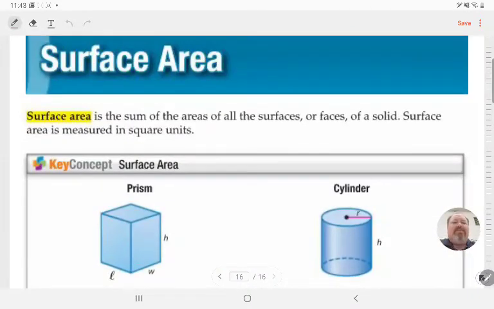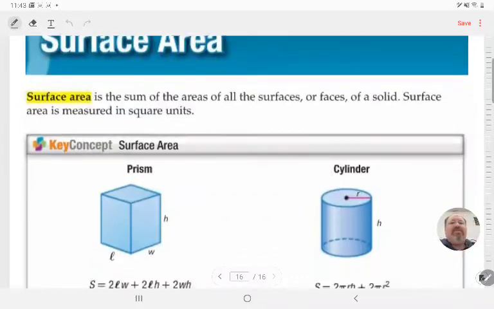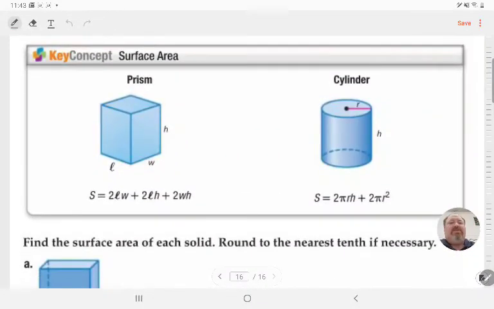Last thing, surface area. Surface area is the sum of the areas of all the surfaces or faces of a solid. Surface area is measured in square units. So it's all of the surface area on every side, okay? On a cylinder, it would be the both bases all the way around, okay?